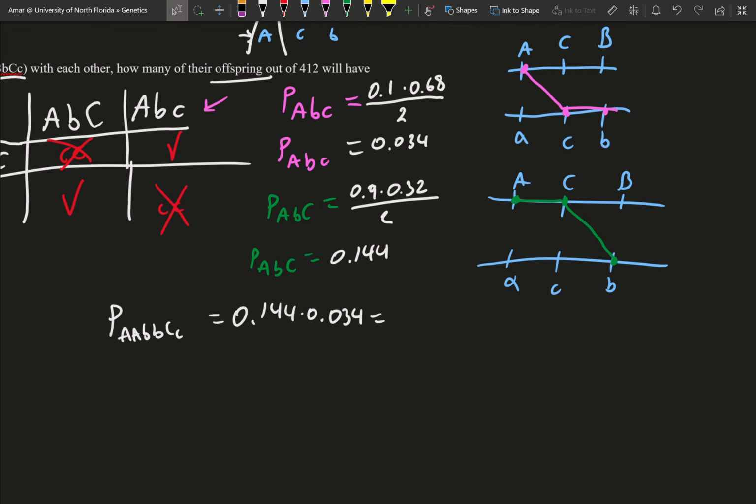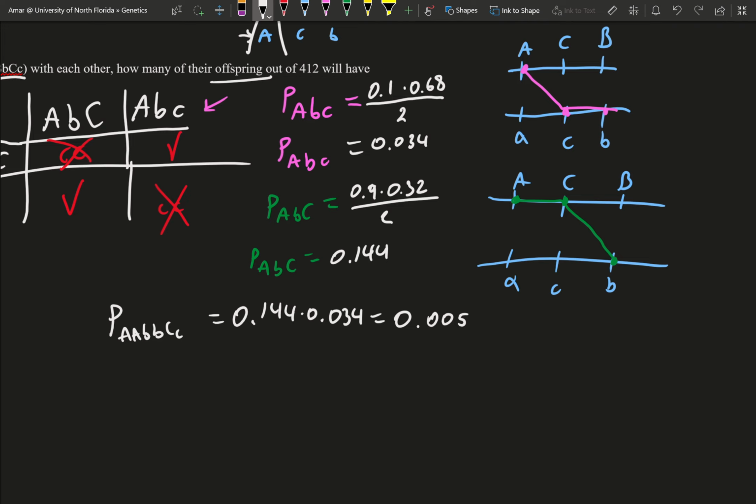So that is equal to 0.144 times 0.034. So you're getting something like 0.005. Yeah? Cool. So you're getting something like that, right? Cool.